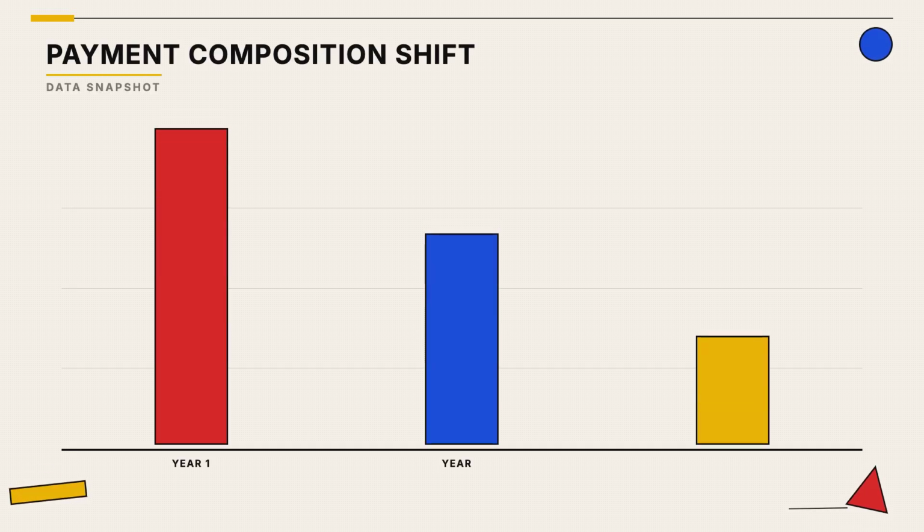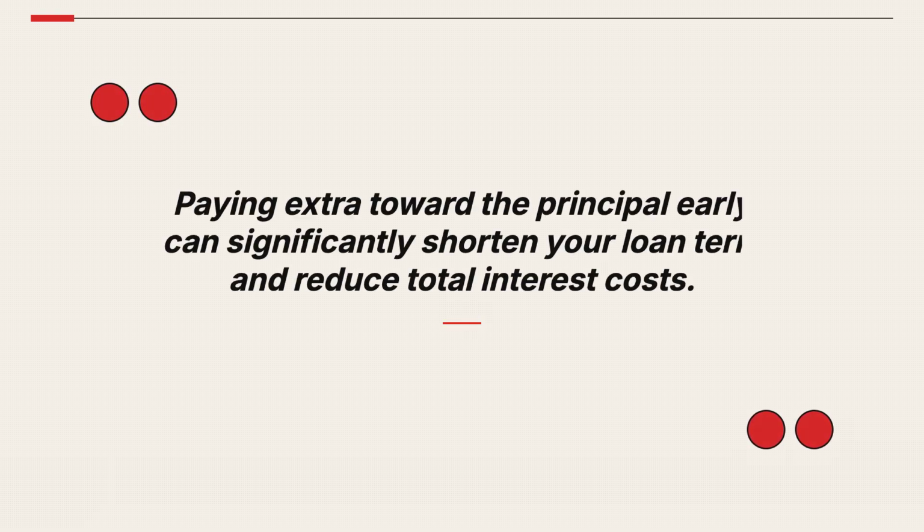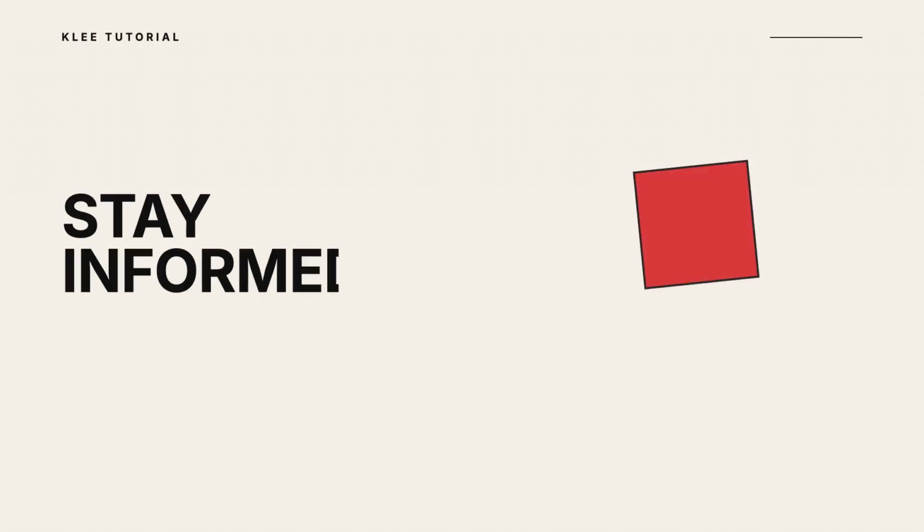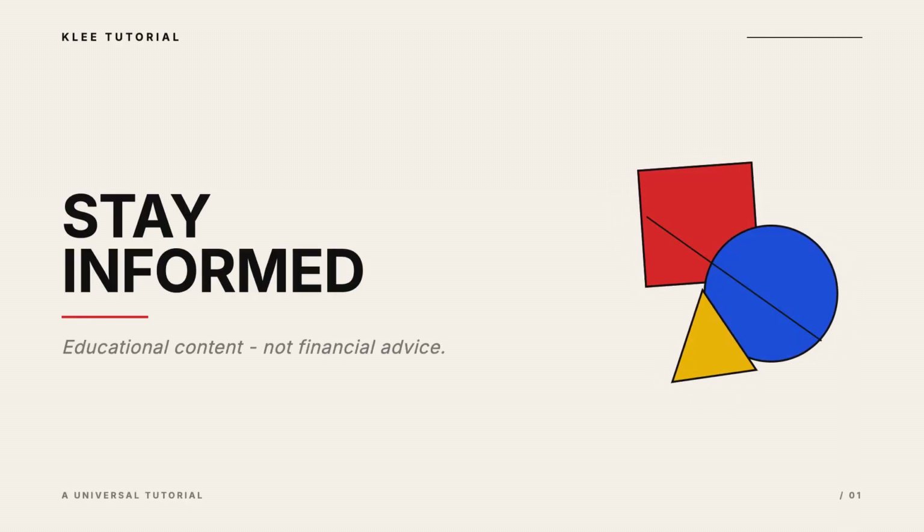This chart shows how the interest portion of your payment decreases over time, while the principal repayment increases. Because interest is calculated on your remaining balance, paying down the principal early saves you money over the life of the loan. Understanding your amortization schedule helps you take control of your debt.